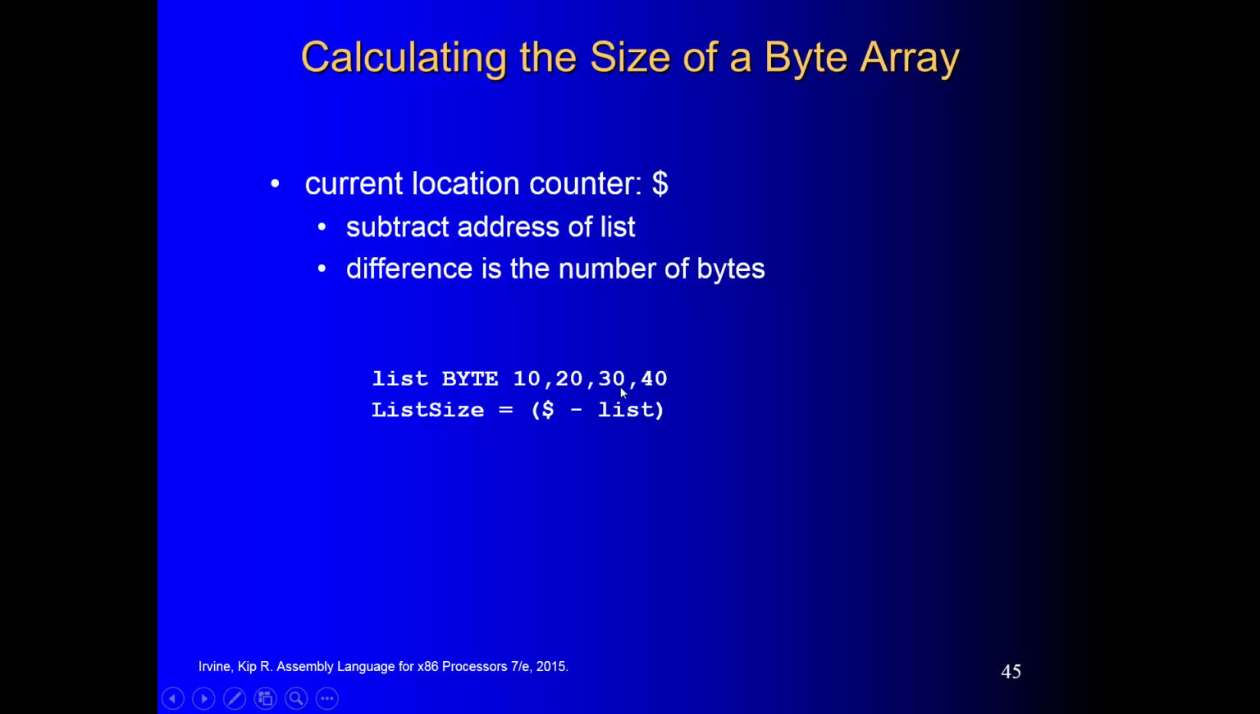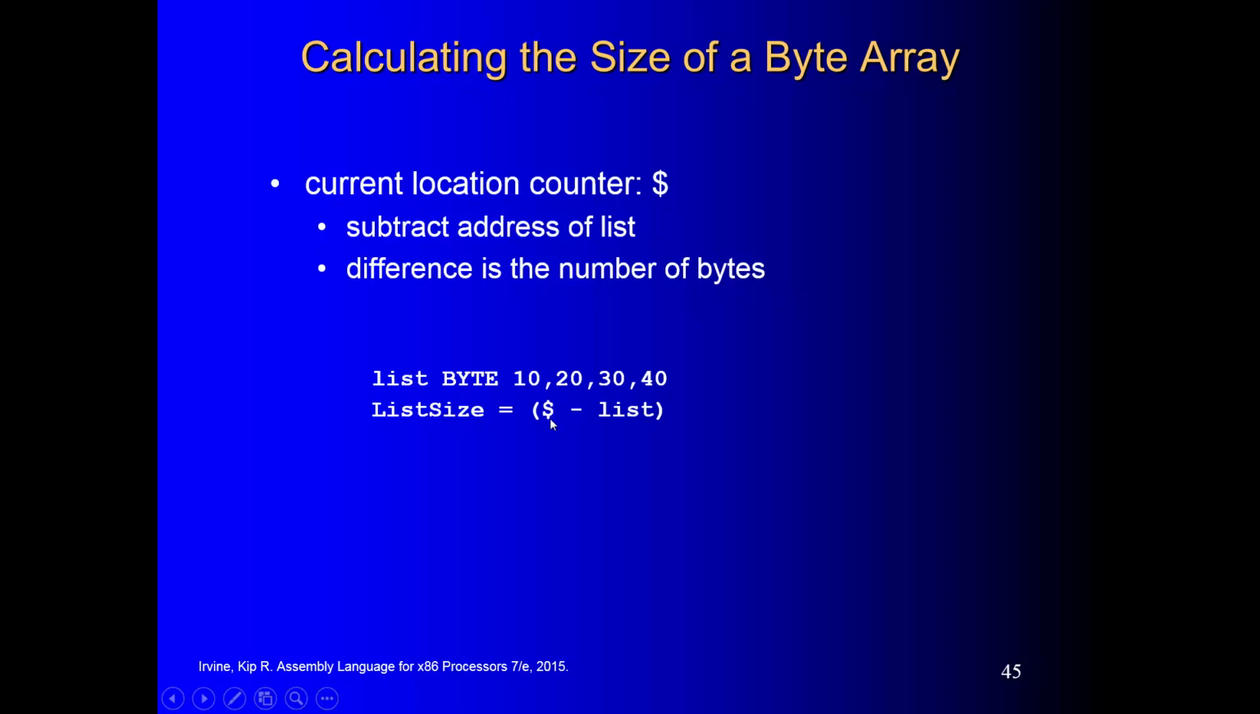To calculate the array size, we have to do it this way. You can have a constant name for a valid identifier, use the equal sign, then parentheses. You use the $ sign minus the array name. This will give you the array size if it's a byte array.